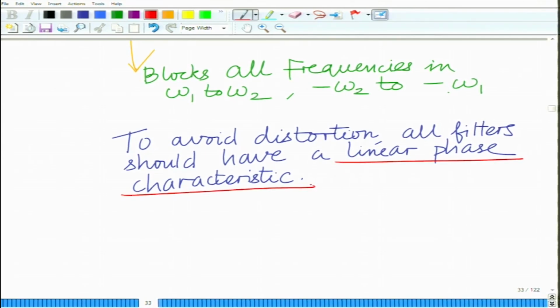Remember, a distortionless LTI system simply attenuates and delays the signal, that is, if the input is x of t, the output is k times x of t minus t d, where t d is the delay and k is the scaling factor. Alright. So, the magnitude response is k, and the phase response is minus omega t d, which has a linear characteristic in omega.